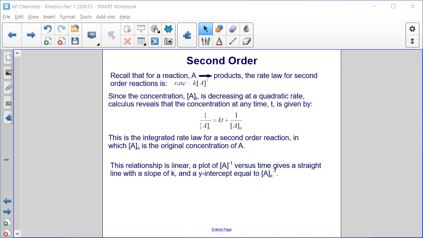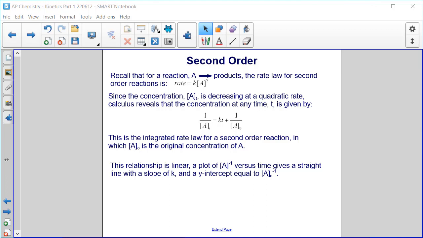1 over the concentration of A with respect to time is equal to K times T plus 1 over the concentration of A at time 0, or the initial concentration. This is the integrated rate law for a second order reaction in which this concentration of A0 is the original concentration of A.